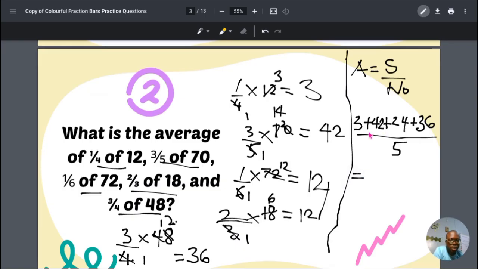Okay, so adding this, 3 plus 42 is 45, and I'm still at the top, adding up the numerator. 24 plus 36 should give me 60, over 5. Adding this up will give me 105. That's 45 plus 60. 105 divided by 5.